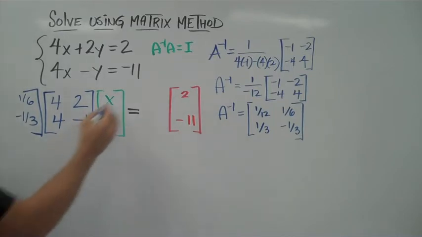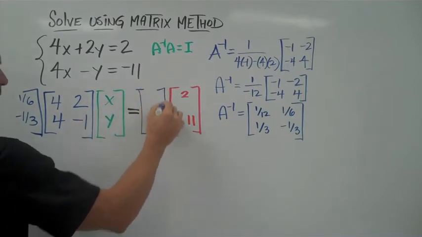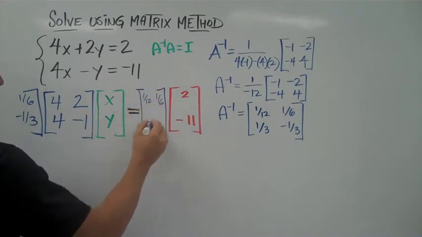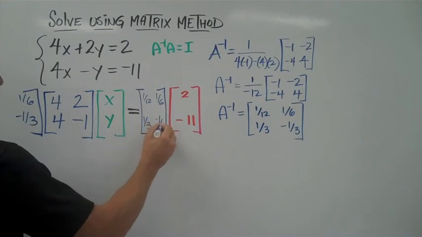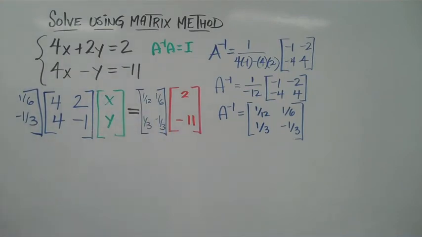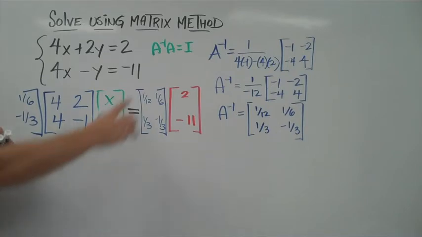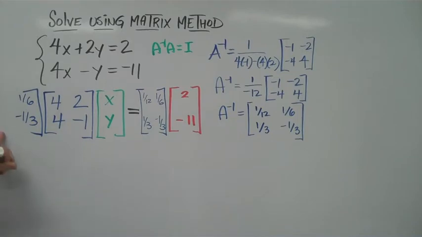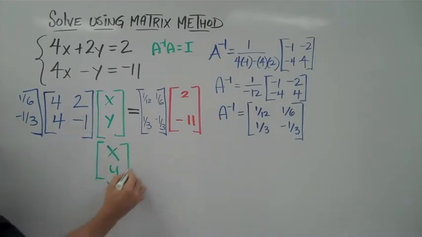Well, if I multiply by the inverse there, I must also multiply by the inverse there. 1 over 12, 1 over 6, 1 over 3, and negative 1 over 3. In reality, you're going to be using your calculator 99% of the time to find this inverse of A. But the key is the method. You're going to have to multiply that by this there, which is going to give us xy. That's what we're going to want to have isolated at the end.